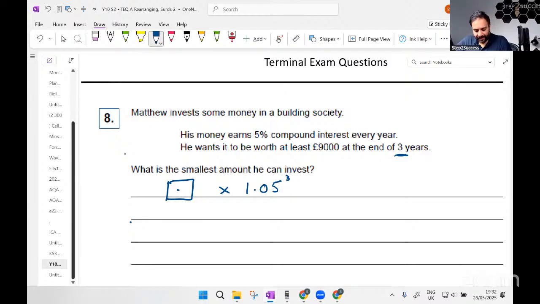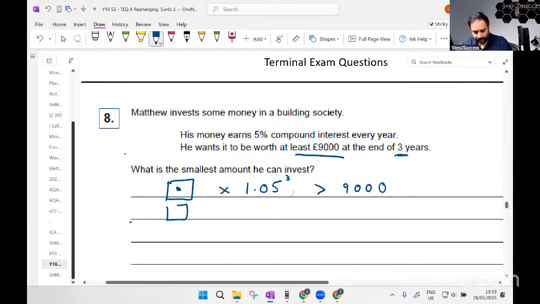And what we're saying is that there's some money we're going to put in and we want it to be worth at least, so I'm going to put more than, just to do it properly, £9,000 after 3 years. We want it to be worth more than £9,000. And so you just treat this like an equal sign. How would you rearrange this equation? If I'm timesing by something and I want to find out what this is, then I would divide all of this to the other side. So do 9,000 divided by 1.05 to the power 3.